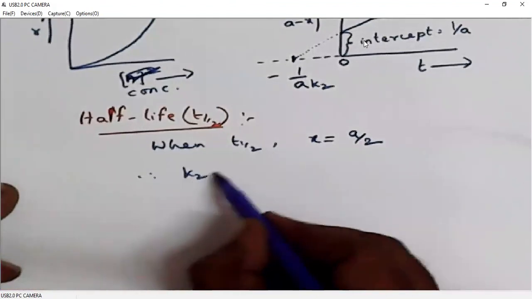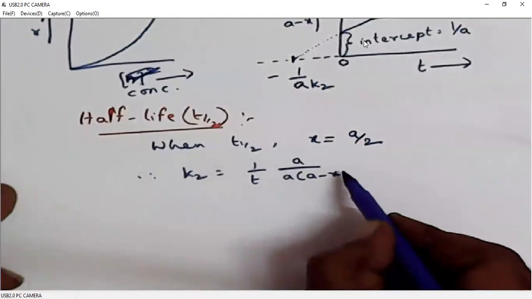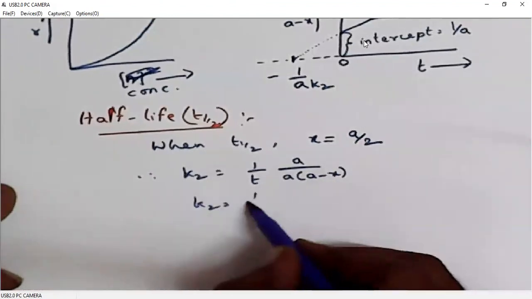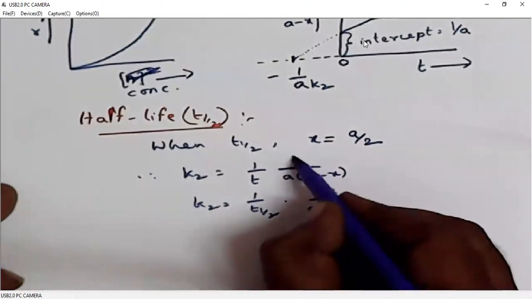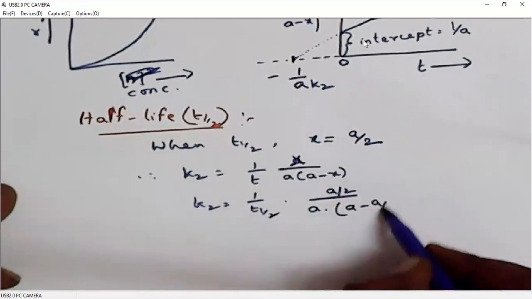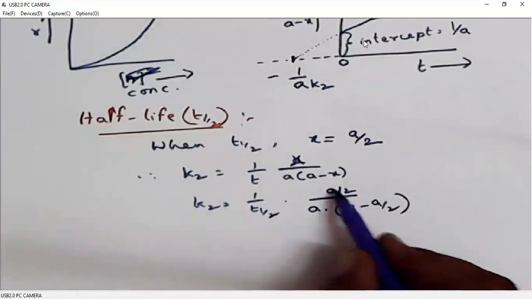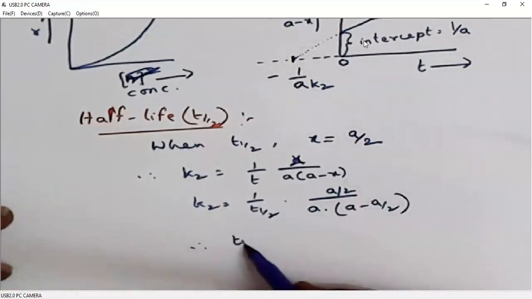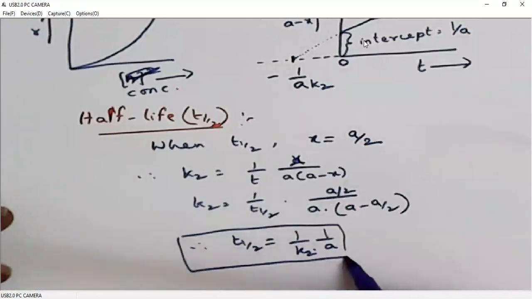So k2 is equal to 1 by t into x by a into (a minus x). k2 is equal to 1 by t half into a by 2, divided by a into (a minus a by 2). a minus a by 2 is again a by 2, so a by 2 will get cancelled. We will rearrange it: t half is equal to 1 by k2 into 1 by a. So this is the expression for the half-life of a second order reaction.